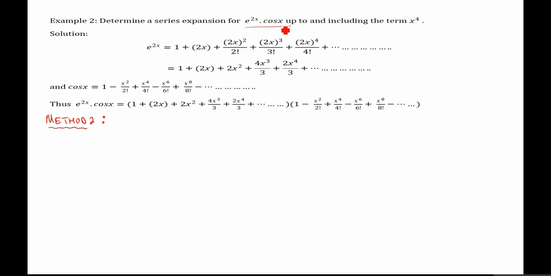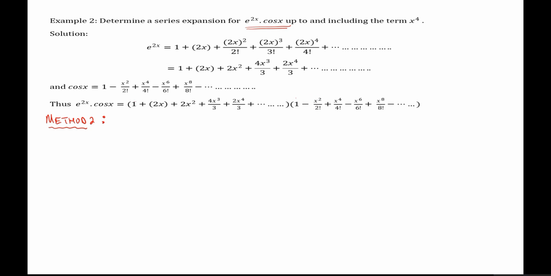So let's look at this example. Determine a series expansion for e to the 2x times cos of x up to and including the term x to the power 4. So what I do is simply this. Remember, we need to get a series expansion. So I'm going to take 1 and multiply it.